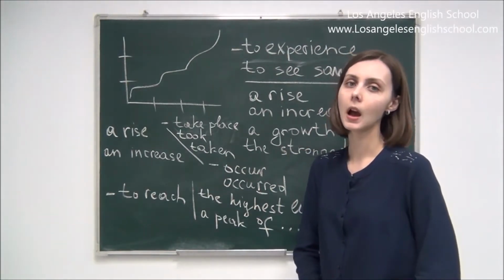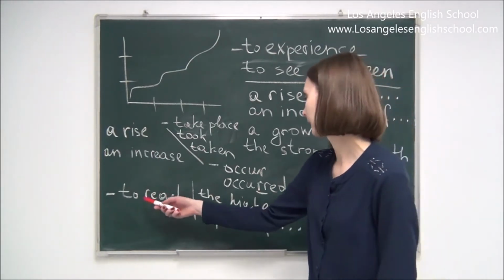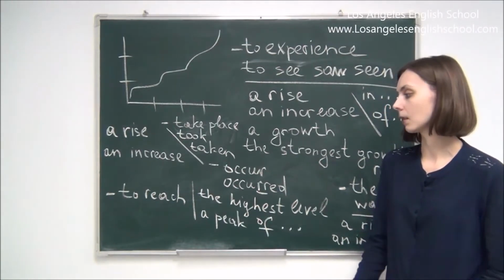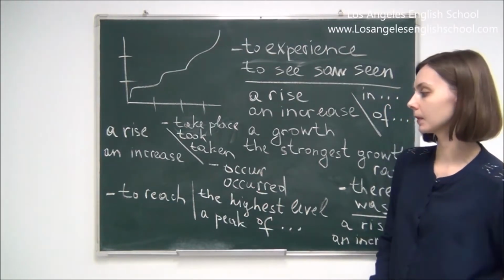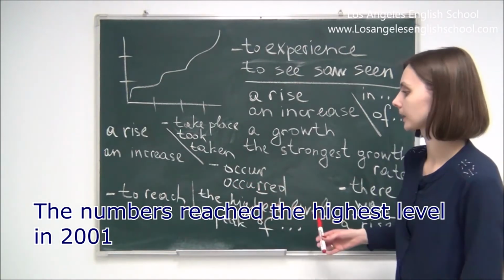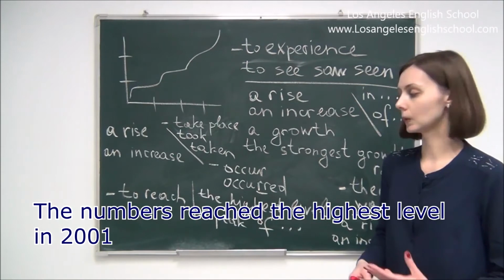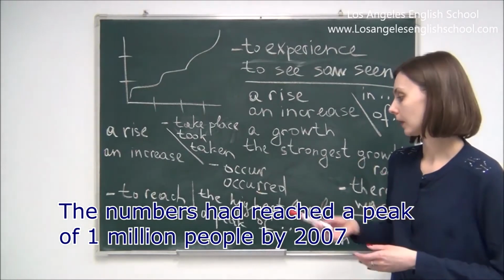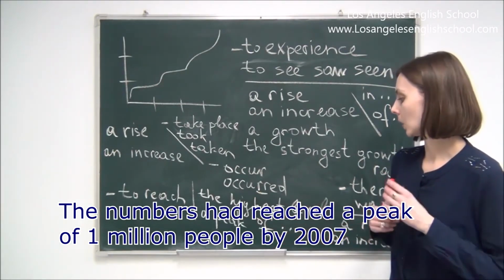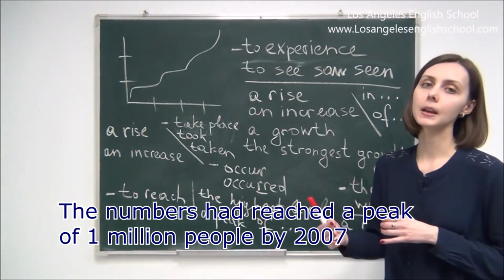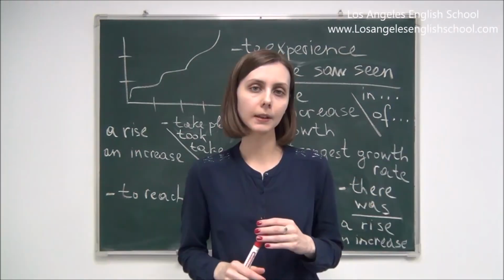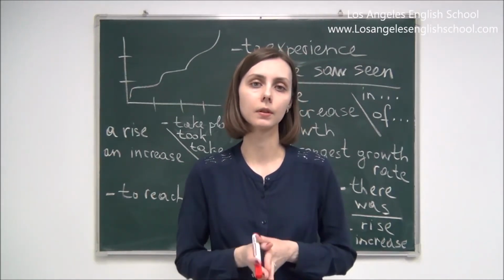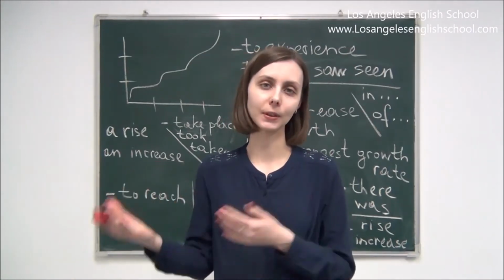You may also write the verb reach, to reach the highest level or to reach a peak of. For example, the numbers reached the highest level in 2001, or the numbers had reached a peak of 1 million people by 2007. Let's have a look at some intensifiers that we should use in our writing task number 1. So let's move on to the next part.